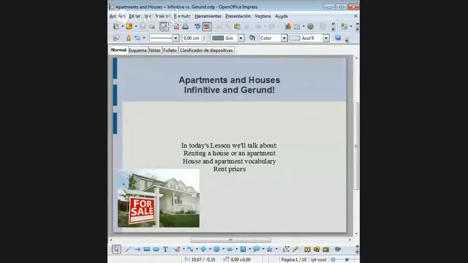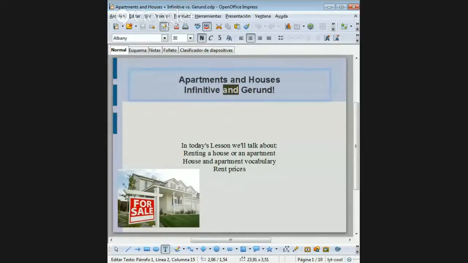And so let's get started on today's lesson. And let's have Oscar, can you read the title and the next couple of lines?